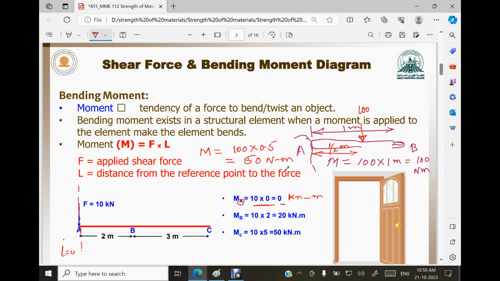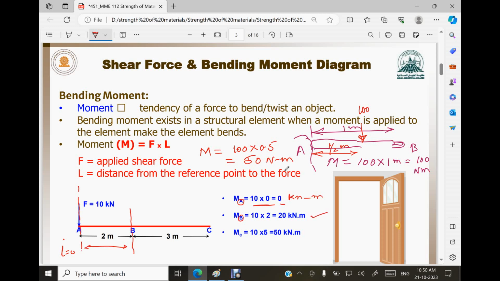There is nothing there. Now if I come to point B, for this force F of 10 kilonewton, the distance is this distance. So MB is equal to 10 into 2, that is 20 kilonewton meter.